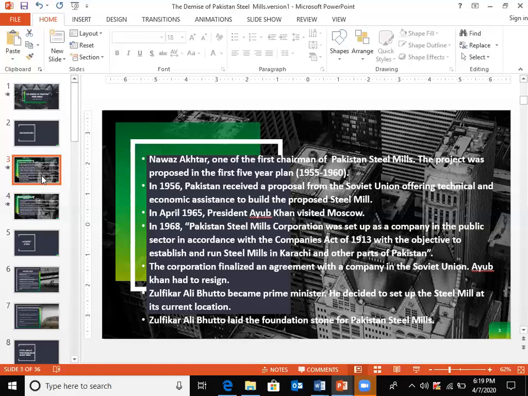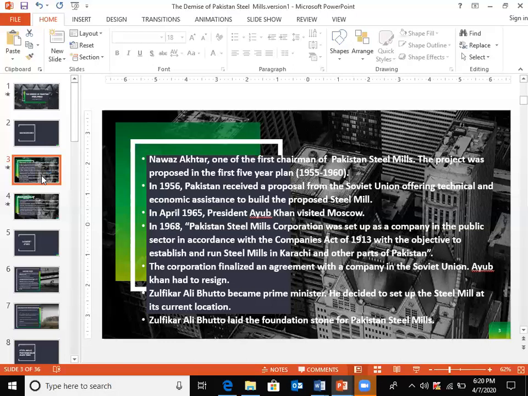In 1956, Pakistan actually got a proposal from the Soviet Union, USSR, and they basically said that they would be willing to take care of all the technical side of building the steel mill. They also said that they would be willing to give economic assistance to build the steel mill. In 1965, Ayub Khan visited Moscow. Then in 1968, finally, Pakistan Steel Mills Corporation was set up as a public sector company. So it was officially made a company, and a contract was signed with the Soviet Union.